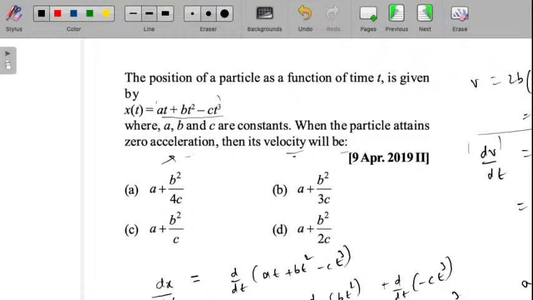Also we have this a here. So if we add that a, our answer should be b square by 3c plus a. From the options we could see that it is option B.